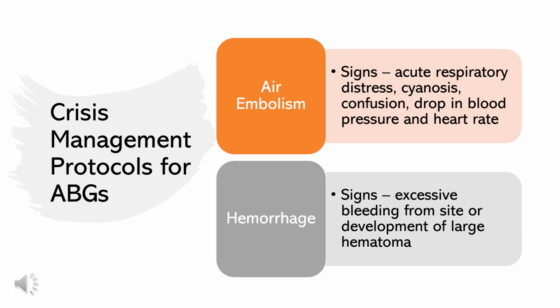For hemorrhage, any excessive bleeding from the arterial puncture site or development of a large hematoma are key indicators. A sudden drop in hemoglobin or hematocrit levels should ring alarm bells. Apply pressure dressing to the puncture site and elevate the affected limb to minimize blood flow to the area. Check the patient's vitals and blood counts immediately.